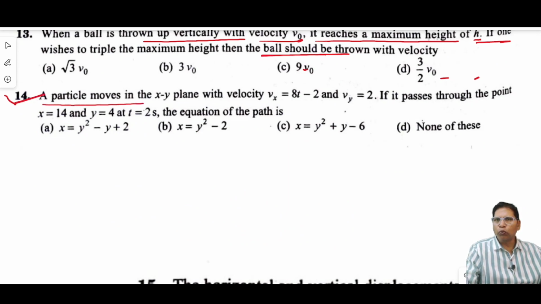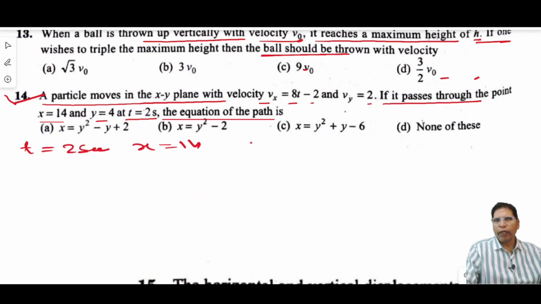Now question number 14. A particle moves in the xy plane with velocity vx equals 8t minus 2 and vy equals 2. If it passes through a point x equals 14 meters and y equals 4 meters at t equals 2 seconds, then find the equation of the path. Now what is the boundary condition? When t equals 2 seconds, x equals 14 and y equals 4.